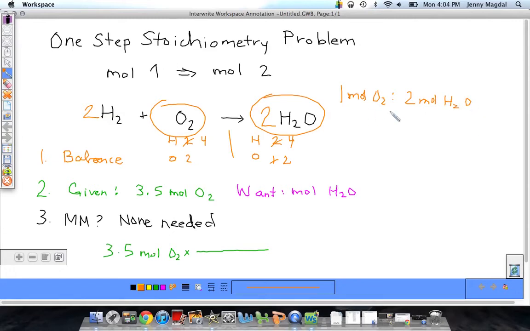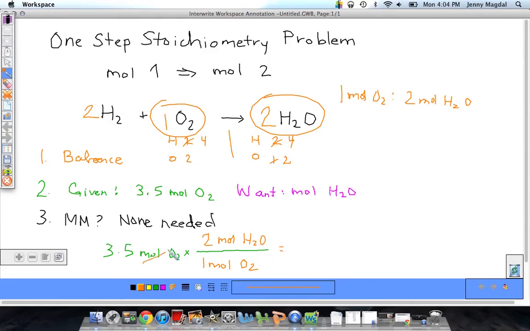So I can put these two values in a fraction in any way that suits me to get rid of what I want to get rid of and get what I want to get. Well, I see that I have moles of oxygen on top, which means I need moles of oxygen on the bottom so that it'll cancel out. And again, I'm using that 1 that we don't write here, but it is there, 1 mole of O2 based on my balanced reaction. On the top goes what I want, which is 2 moles of H2O.